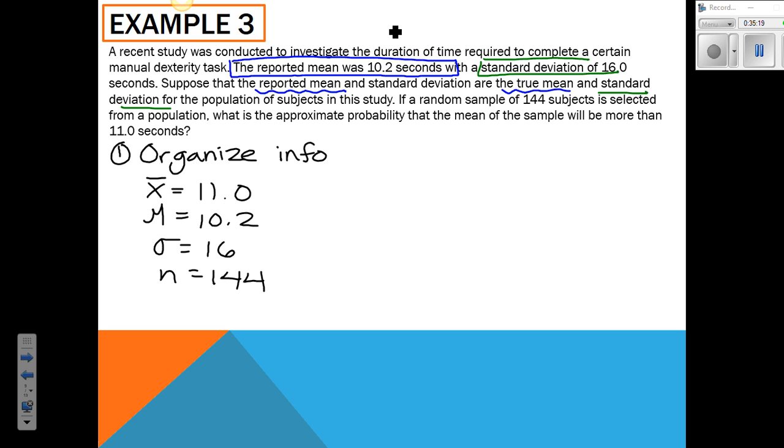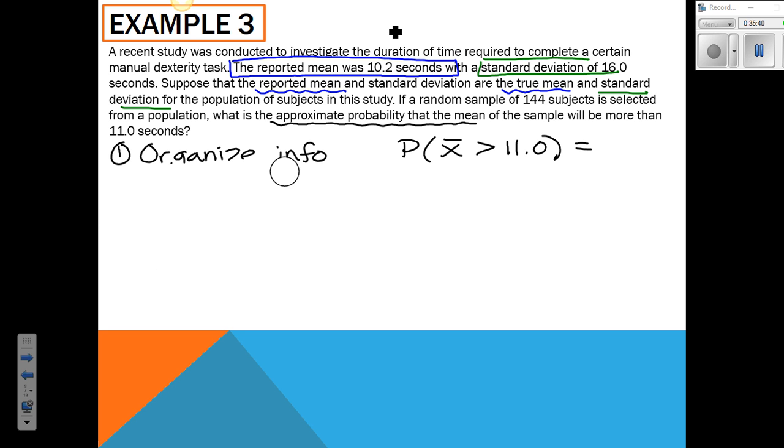What are we trying to find here? The probability of what? What is the approximate probability that the mean of the sample will be more than 11 seconds? So in probability notation, what are we trying to find? P of X bar being greater than 11.0 seconds. So that's what we want to find. All right, in order to calculate that probability, we need to assess the normality situation. So I have a question.